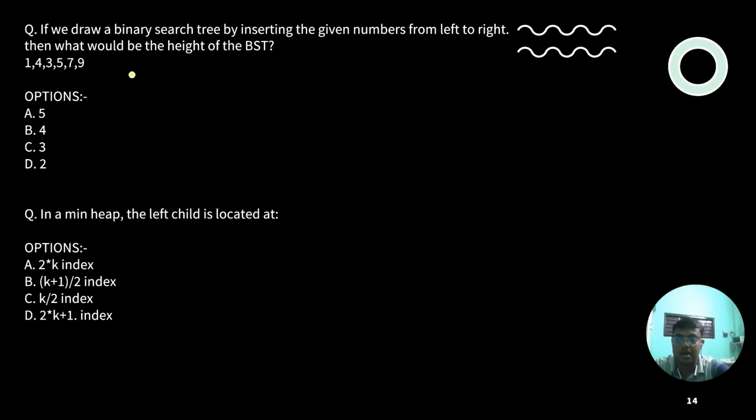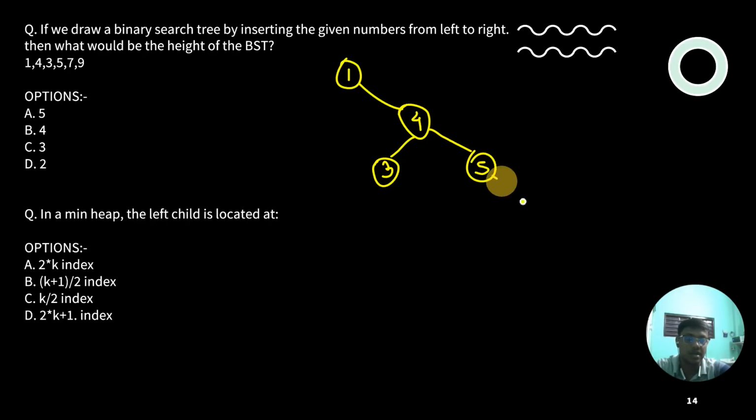Now, if we try to build this binary tree with the given numbers, we would have 1 as the root node, then 4. 4 is greater than 1, so it comes to the right-hand side. Next 3, 3 is greater than 1 but less than 4, so it comes here. Next 5, 5 is greater than 1 and also greater than 4, so it comes here. Next is 7, which is greater than 1, 4 and 5, so it comes here. Now 9, 9 is greater than 1, 4, 5 and also 7, so 9 comes here.